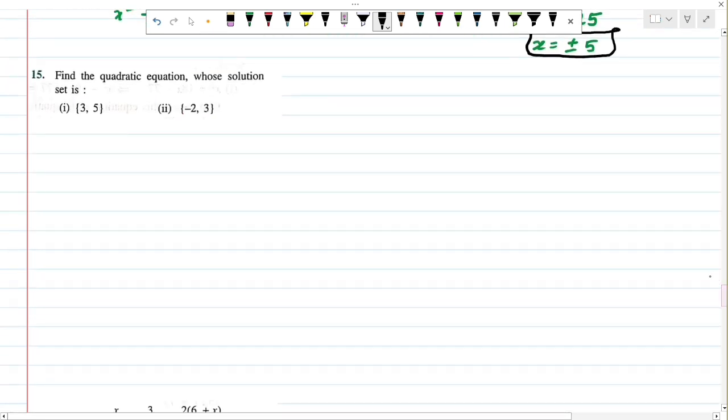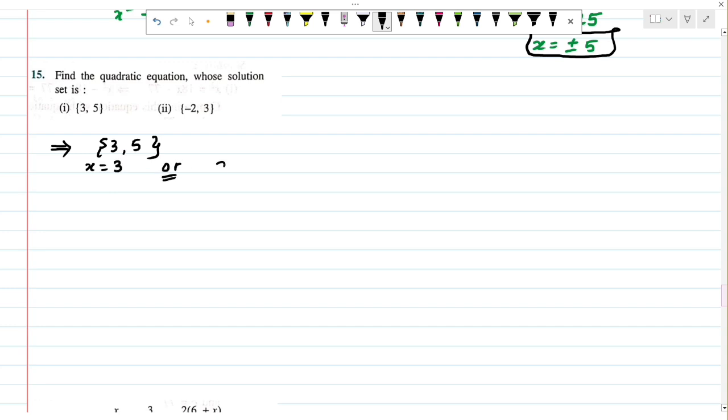So what they have told in the 15th question is: find the quadratic equation whose solution set is... So they have given two sets. The first set contains the numbers 3 and 5, and the second set contains minus 2 and 3. So now we have to find the quadratic equations in the standard form of ax square plus bx plus c. So we will find for the first set, that is for 3, 5. I have taken x is equal to 3, or x is equal to 5.